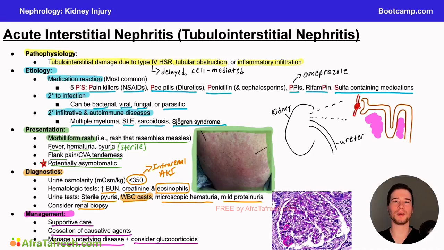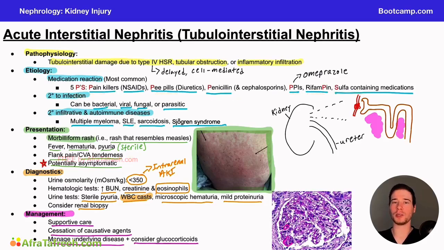And finally, just to wrap up this video real quick, I'll talk about some of the high yield points I want you to take away from this. So, acute interstitial nephritis, it's a type 4 hypersensitivity reaction. It's a delayed T-cell mediated reaction. It can be due to a variety of different things, the most common of which is going to be medications. Remember our memory aid, the 5 Ps: painkillers, P-pills, penicillin, PPIs, rifampin, and sulfa medications.